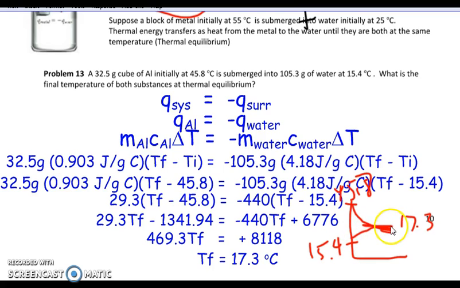So really, I can only go up about 2 degrees with the heat given off by a smaller amount of aluminum at a smaller specific heat. So this does make sense. And this value right here that I'm circling, that is thermal equilibrium. Okay, let's go to the next page.